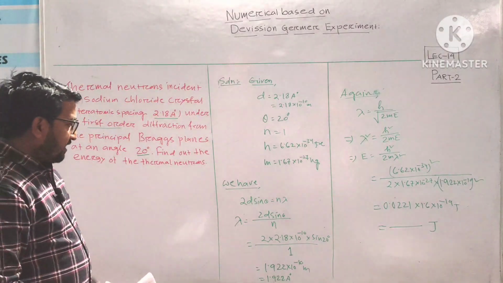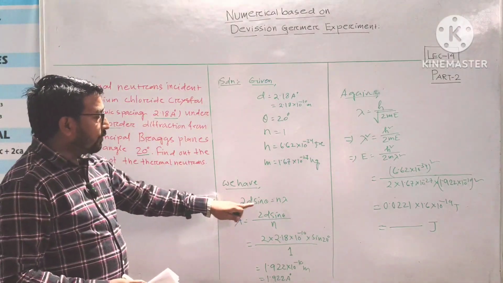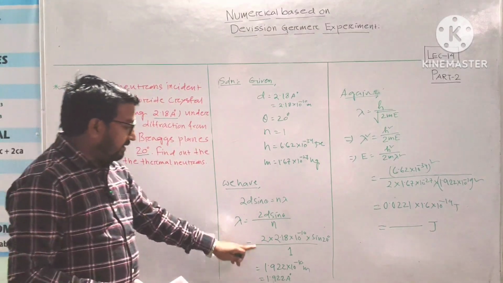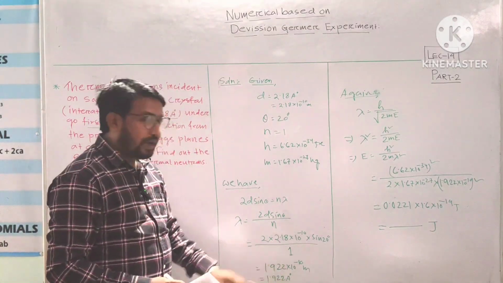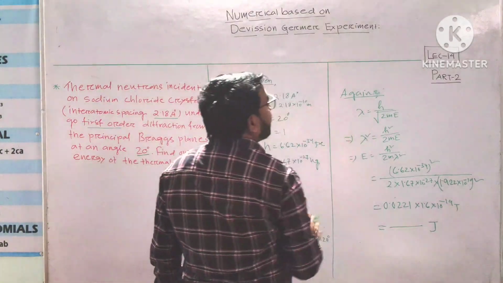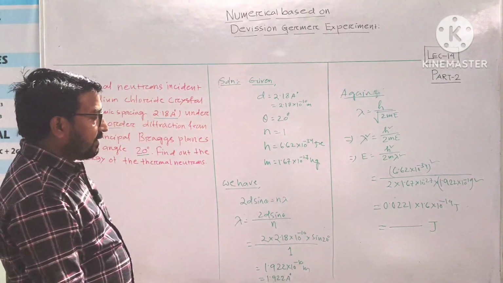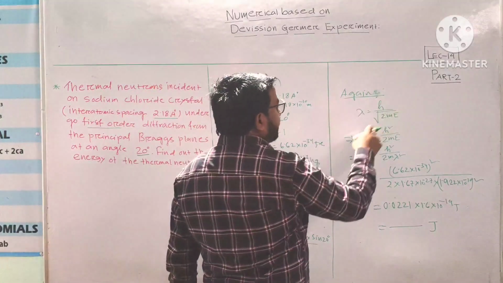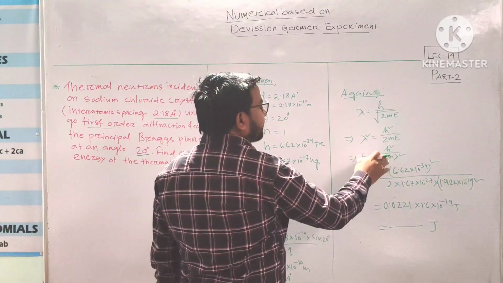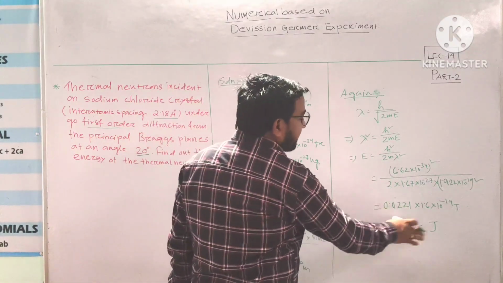First of all, we are going to find out lambda with the help of Bragg's equation. 2d sin theta equal n lambda, so lambda equal 2d sin theta divided by n. When all the values are substituted in this equation, we will get 1.922 angstrom. And again, we can write lambda equal h by under root of 2mE. This is the expression of de Broglie wavelength in terms of the kinetic energy. After squaring both sides, lambda square equal h square divided by 2mE, and E equal h square divided by 2m lambda square. When all the values are substituted in this equation, you will get the energy.